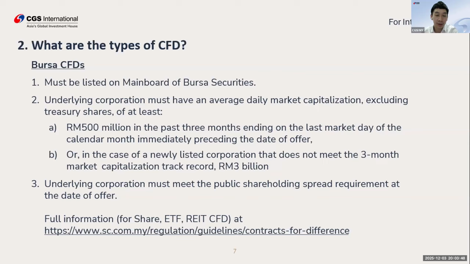The stocks must be listed on the main board of Bursa Securities. The second rule is the underlying corporation must have an average daily market cap of at least 500 million in the past 3 months. In the case of a newly listed company, it has to be listed for more than 3 months and have a market cap of not less than 3 billion. The underlying corporation must also meet the public shareholding spread requirement as of the date of offer. For the full CFD guideline, you can go to the SC website, the regulation website on contract for difference.